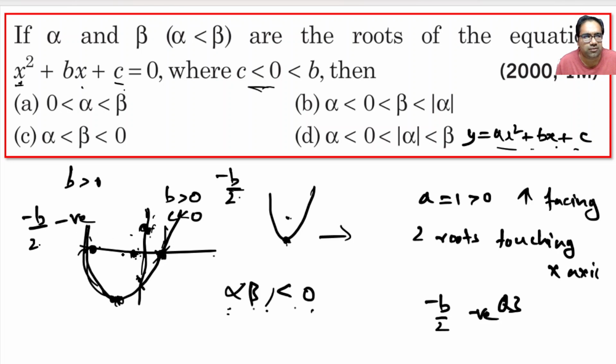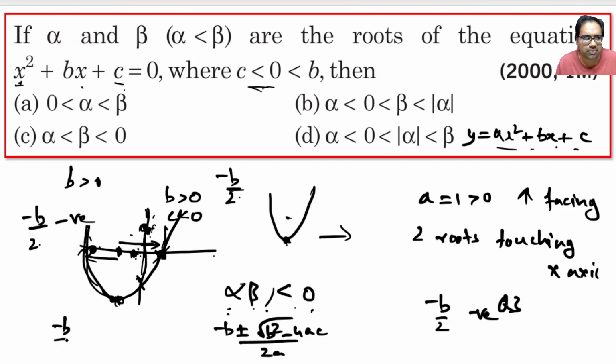Vertex is minus b by 2a. We know from the vertex both roots are equidistant. So for example, if we take ax square plus bx plus c, the roots are minus b plus or minus under root b square minus 4ac by 2a. These are the two solutions.